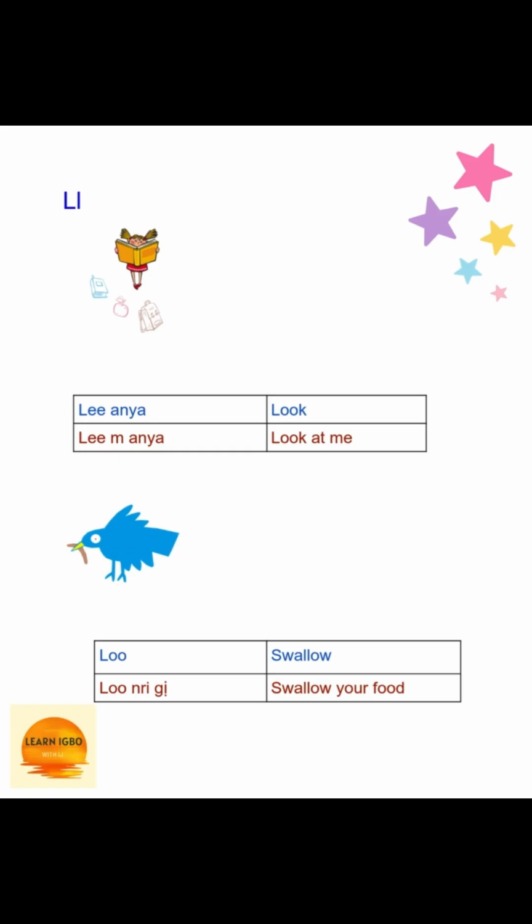Second example. Lo. That means to swallow. Used in a phrase. Lo nri gị. Swallow your food. Lee. Example. Lee anya. Look. Lo. Swallow. Ngwanụ, ka ọ dịbanụ. Thank you.